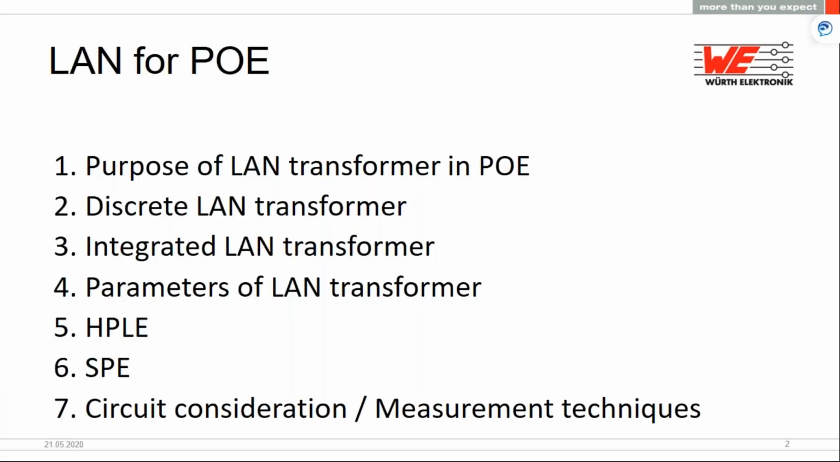Under this topic, we'll be covering the following points today, starting with the purpose of the LAN transformer in PoE. Then we'll go through different types of LAN transformers, such as discrete and integrated. Moving on to the parameters to look out for when we are selecting this transformer. After this, we'll briefly go through a couple of extensions and new topics in LAN technology, such as HPLE, which stands for High Performance Low EMI LAN, and SPE, which is Single Pair Ethernet. And lastly, we'll conclude by discussing a few circuit considerations and measurement techniques. And I'll also demonstrate a very easy online selection tool that is available on our website.